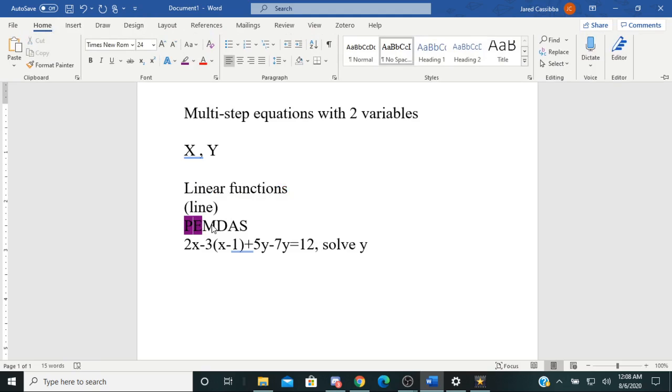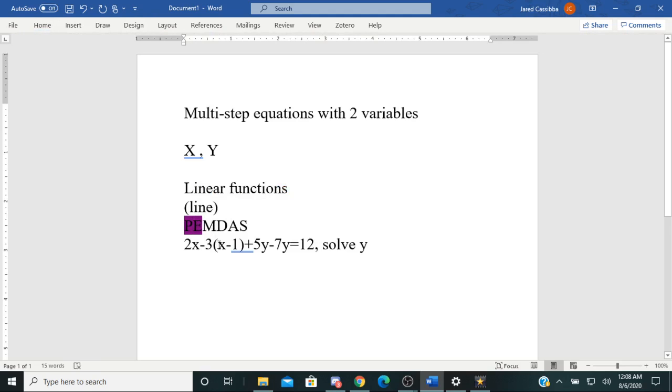Next up comes multiplication. We want to start with this right here. Parentheses means multiplication, so it's -3 times everything inside here. Let me just copy this to make my life a little easier. So -3 times 1, that's just -3. And -3 times -1, that's going to be +3. So now we did that multiplication.